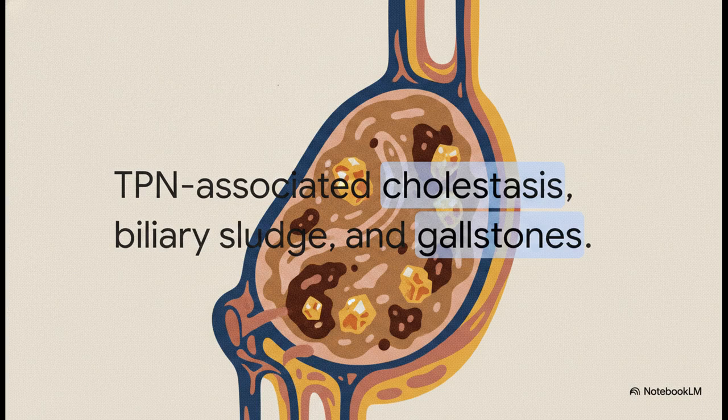Think about the physiology. Because the patient isn't eating fats enterally, the duodenum never gets the signal to release cholecystokinin, or CCK. No CCK means the gallbladder just sits there. It suffers from severe hypomotility. The bile stagnates, forming sludge, then stones, and eventually cholestasis. It's a really profound reminder of how deeply interconnected the gut-liver axis is.